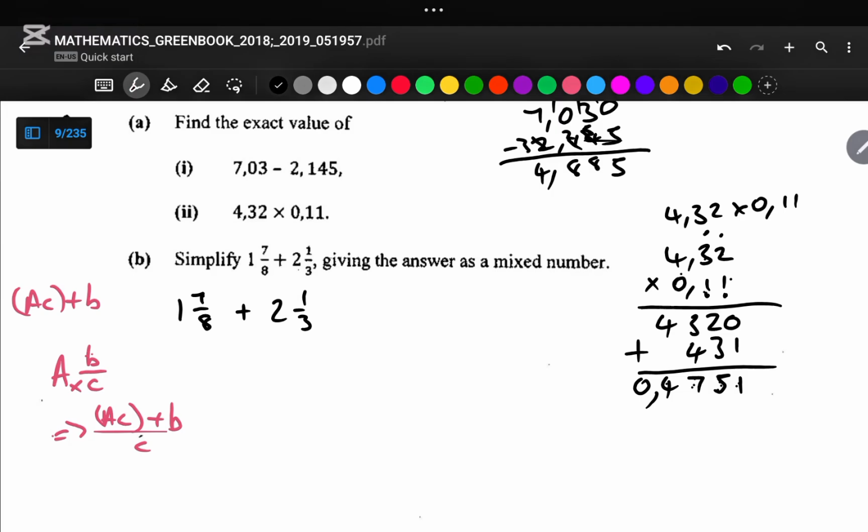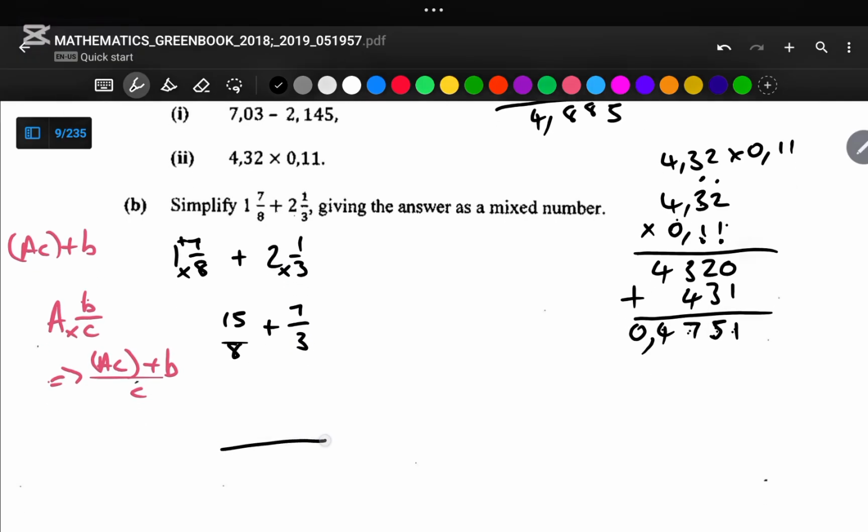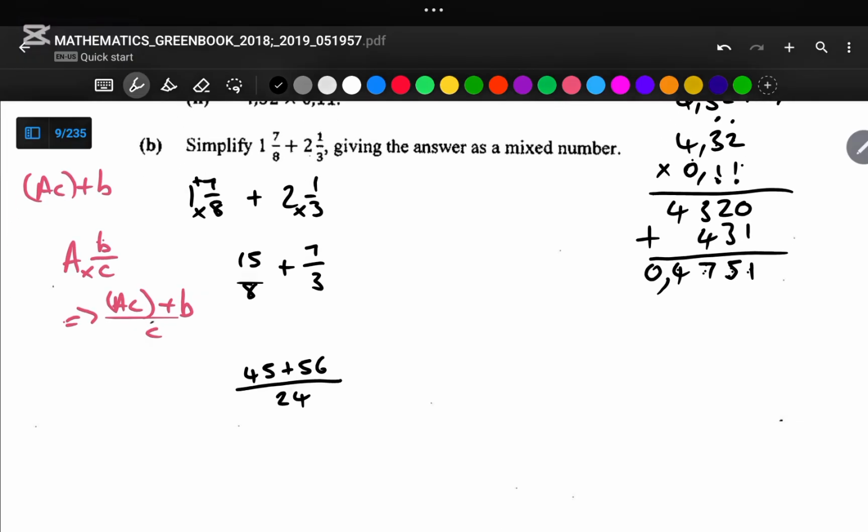So if we multiply here, 1 by 8 gives us 8, and then 8 plus 7 gives us 15. So it is 15/8 plus, if we multiply here, 2 by 3 gives us 6, plus 1 gives us 7/3. So let us simplify here. We can put 24 as a common denominator, and we say 8 into 24 gives us 3, and 15 by 3 gives us 45, and we can also say 3 into 24 gives us 8, and 8 by 7 gives us 56. Okay, so if we add 45 plus 56, our answer will be 101 divided by 24.